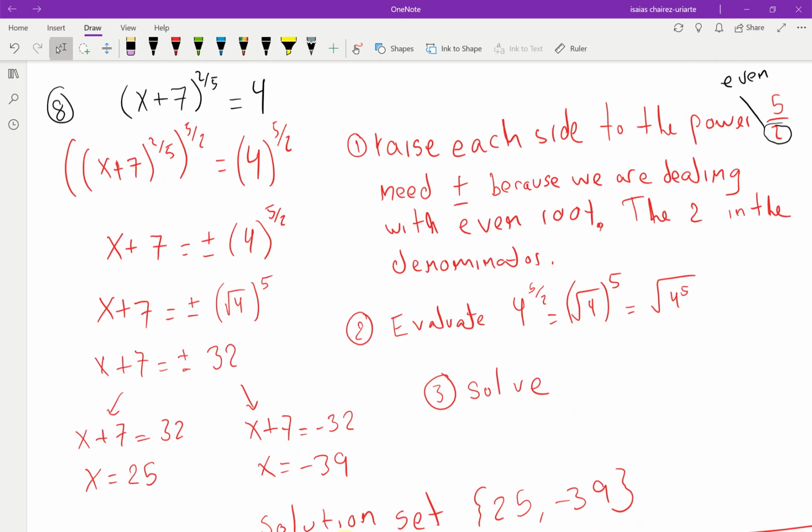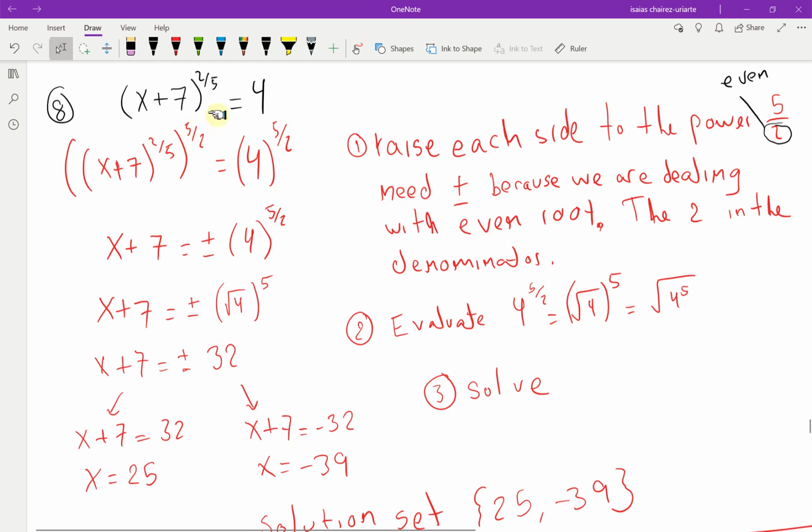In this example, I was given this equation: x plus 7 raised to the 2/5 equals 4. I am going to raise both sides of this equation to the reciprocal of this exponent. Right now it's 2/5, so I'm going to raise each side to the power 5/2. And notice that the denominator of my rational exponent is even. So I'm going to need the plus or minus, because that means that I'm dealing with an even root. The 2 in the denominator is what tells me that I'm dealing with an even root.